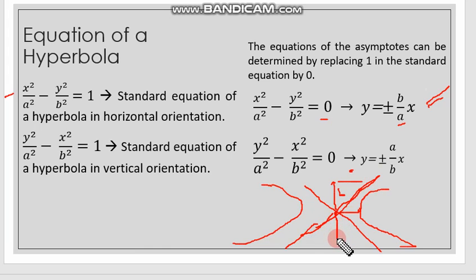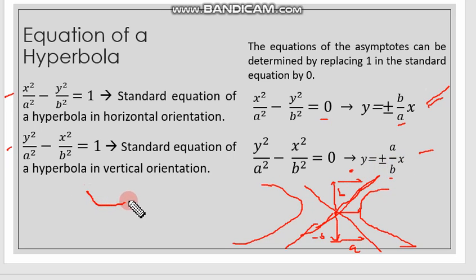Here too, the rise is b and the run is a. But this one is negative because it goes down. This one goes up, so positive, going right, positive. Here, going down, negative. Going right, that's positive. So y is equal to plus or minus b over a x. But if our equation is y squared over a squared minus x squared over b squared is equal to 1, we will just equate it with 0. We could get this. Its asymptote is reversed: y is equal to plus or minus a over b x.